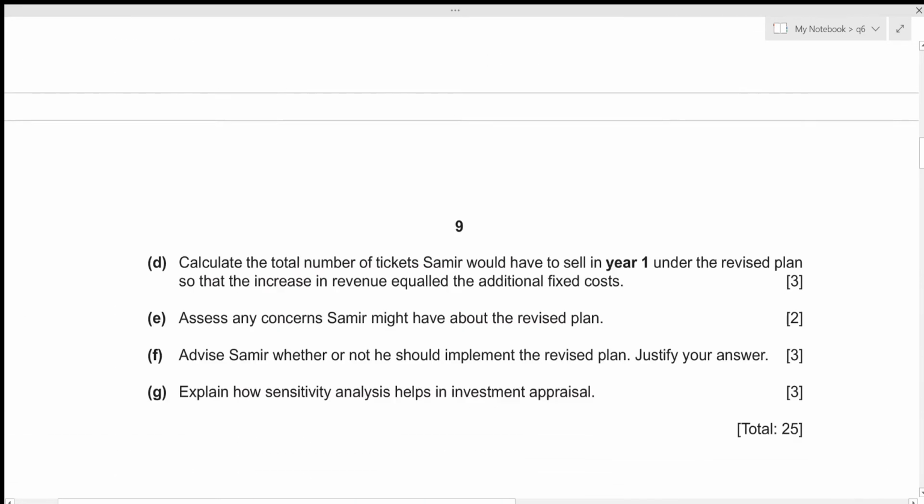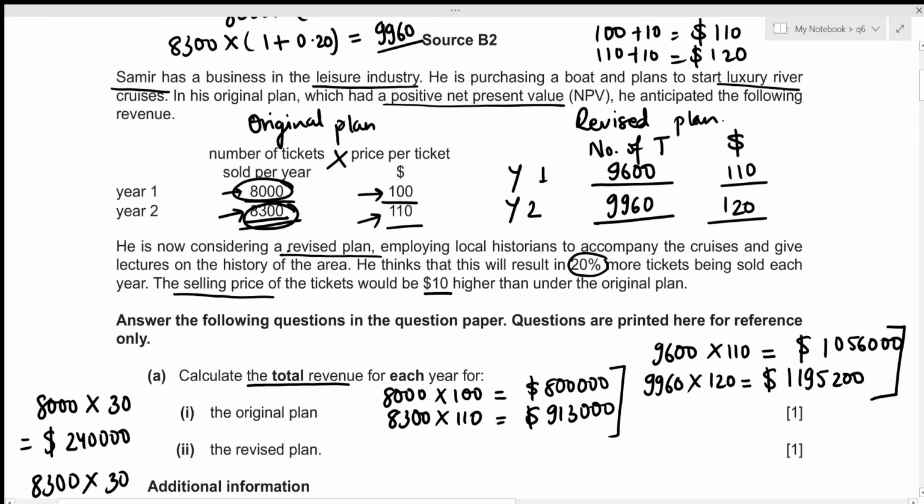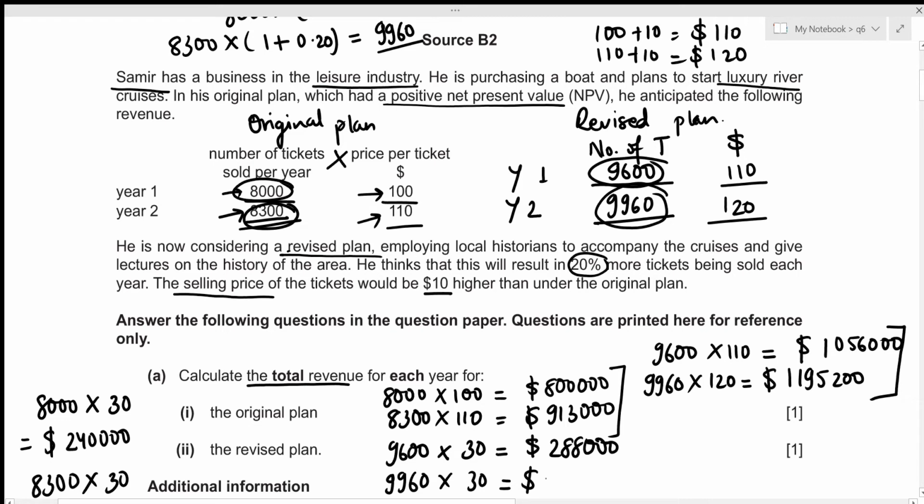Let's have a look above. We can see that under the revised plan, the number of tickets sold per year for year 1 is 9,600. So that's 9,600 times the variable cost per unit of 30, which results in the total variable cost under revised plan for year 1 to be 288,000. Now we repeat the same process for year 2. We can see that the number of tickets sold per year is 9,960 times the variable cost per unit, which is 30. And this gives the total variable cost under revised plan for year 2 to be 298,800.